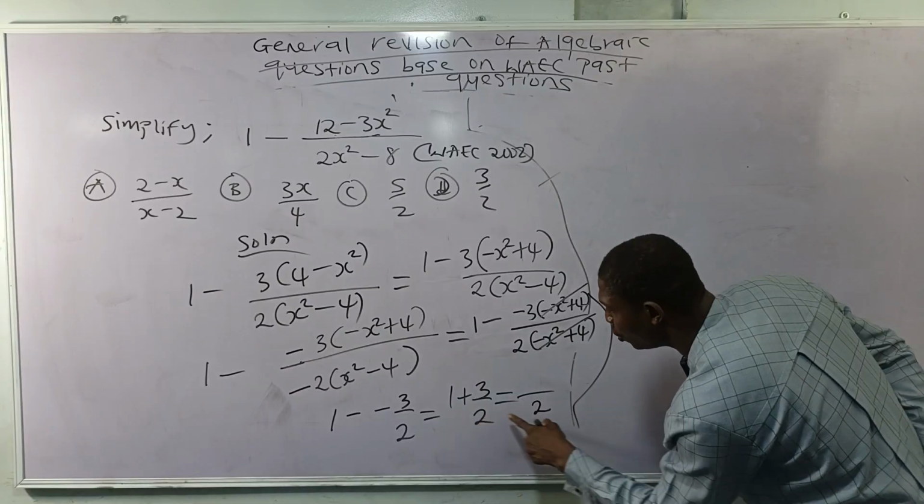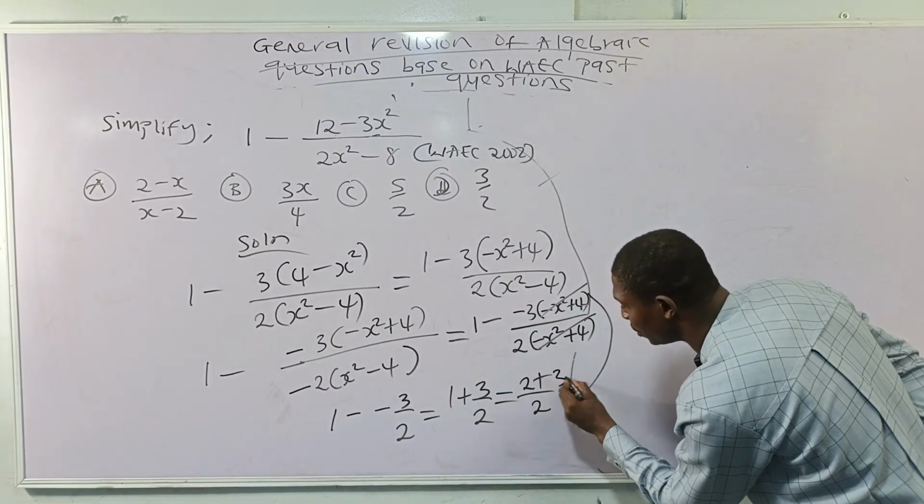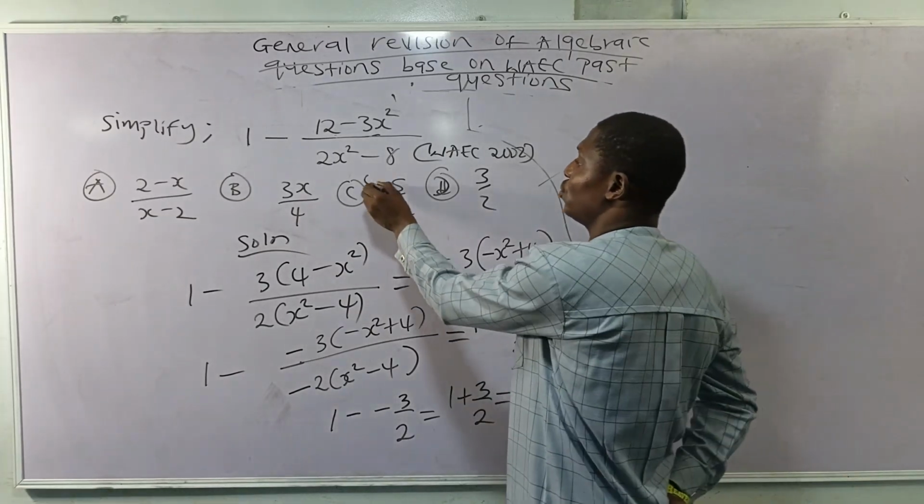2. 1 into 2, 2. 2 times 1, 2. Plus 2 into 2, 1. 1 times 3, 3. Giving me 5 over 2 as my final answer, which is option C.